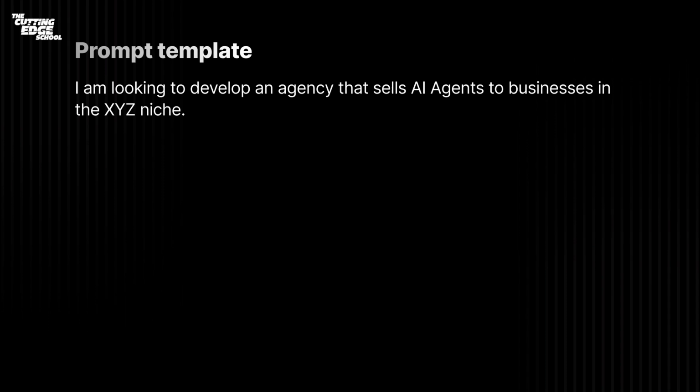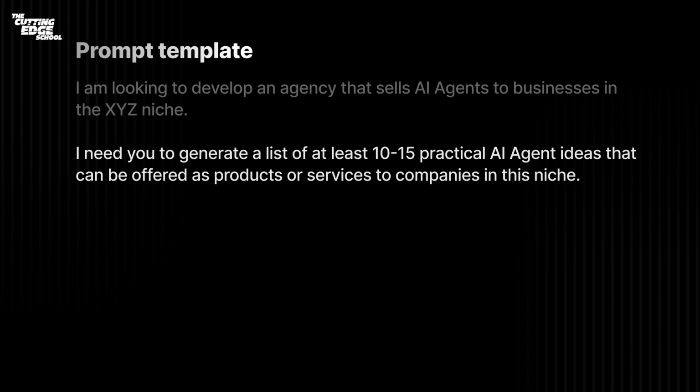This is how the prompt works. I am looking to develop an agency that sells AI agents to businesses in the XYZ niche. And you can add anything here, like health and wellness industry or e-commerce retail. I need you to generate a list of at least 10 to 15 practical AI agent ideas that can be offered as products or services to companies in this niche.